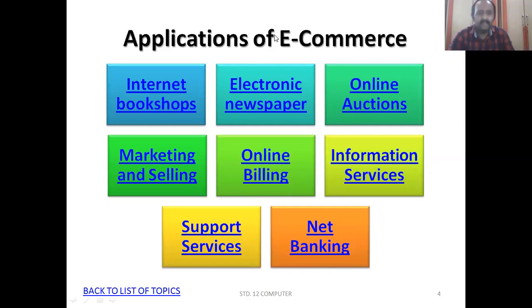Remember this, right? For example, internet bookshop, which is given first in your chapter. Then the second topic is about electronic newspaper, online auctions, marketing and selling, online billing, information service, support service, and net banking. Right. We'll talk about each of these topics in detail with their examples. Example means names of websites under this topic. Here you may find some important examples are missing. Okay. Besides this, there are some other examples also. Like today, many people are doing stock market trading.